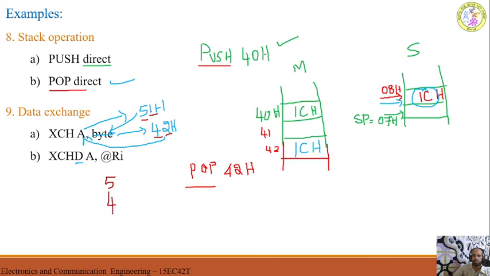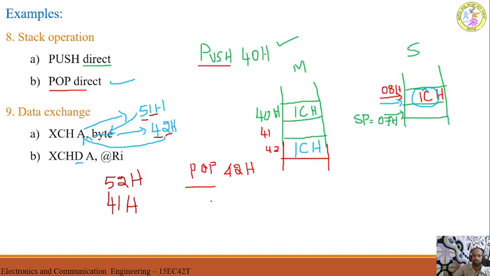Now this 2 will go here. So this becomes 52 and this one will come to this. So this becomes 41H and 52H. Exchanging only the lower nibble. Only the last 4 bits.